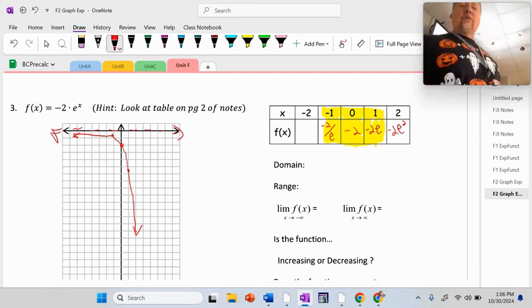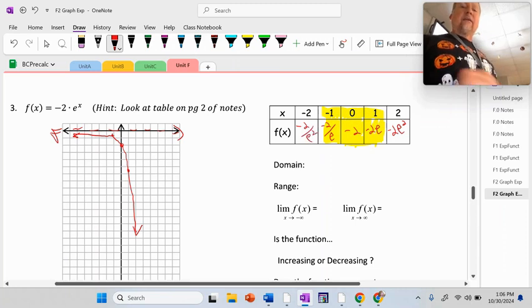And then the next one is negative 2 over e squared. This is all you could write without a calculator.